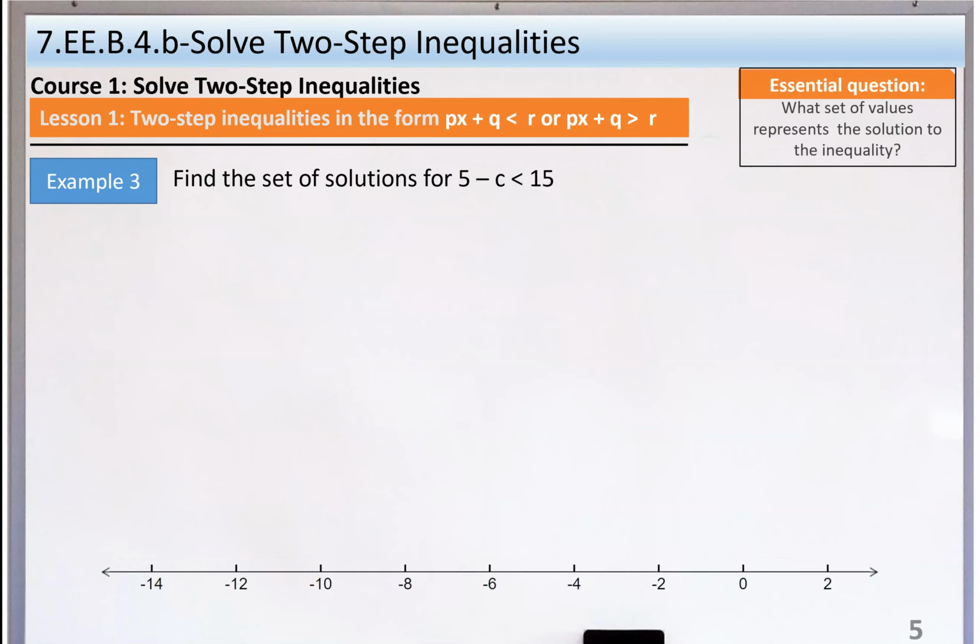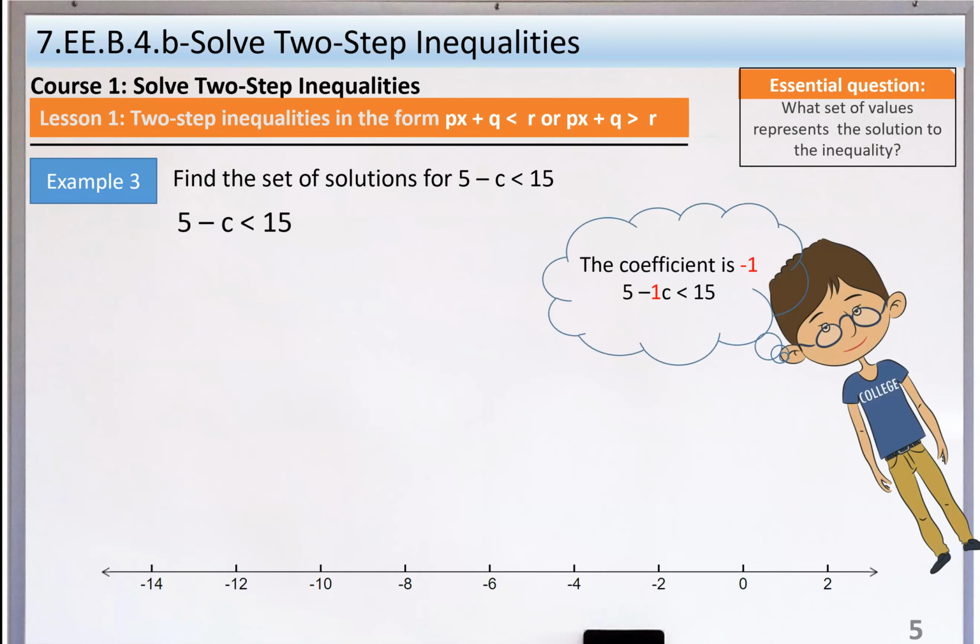All right, so example 3. Now watch carefully on this one. This one tends to give people a hard time. 5 minus some number c is less than 15. Again, we have to get rid of the constant, or use the inverse operation to get rid of the constant. But keep in mind that this is like negative 1. What do you think the answer is?